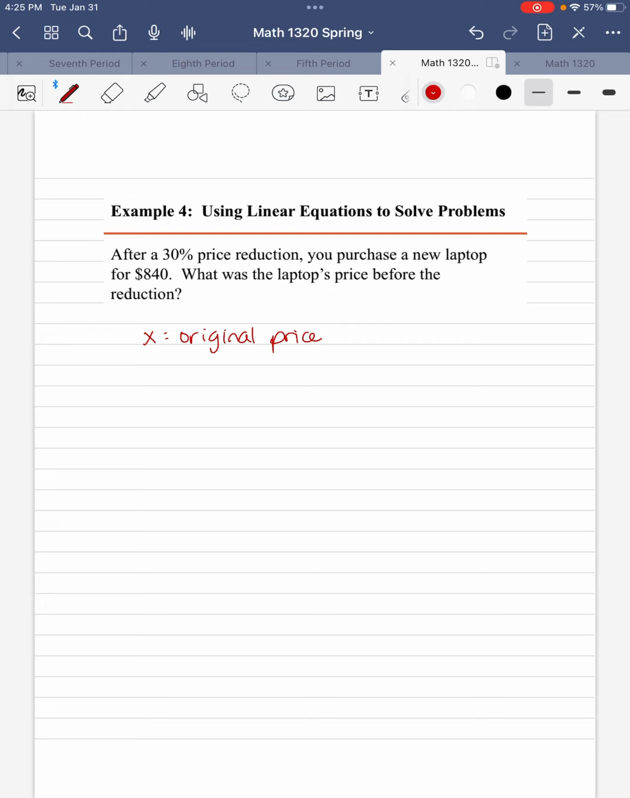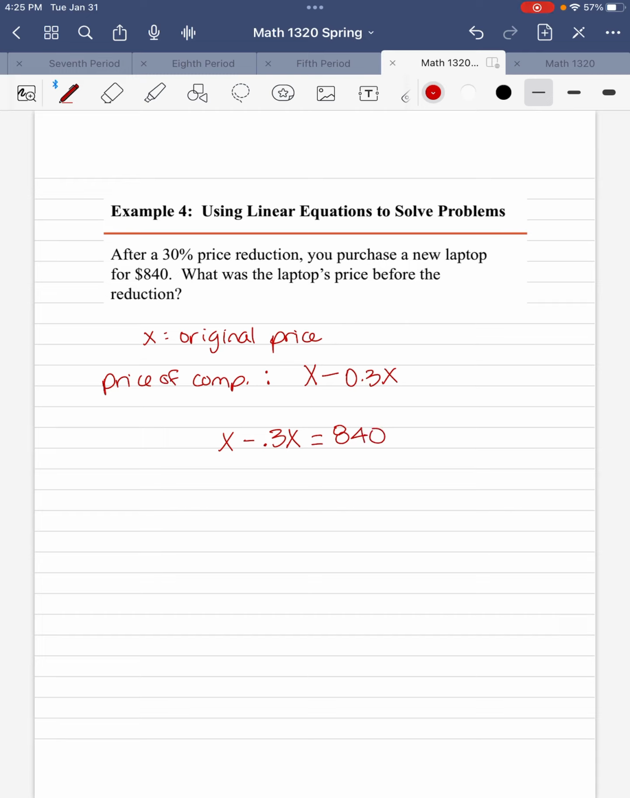So the price of the computer on sale is going to be the original price minus 30% of that original price. Okay, and we know that the sale price was $840, so we can write an equation that models that, because that would be the original price minus 30% off the original price, and we know that that is $840. So from there, we solve it.